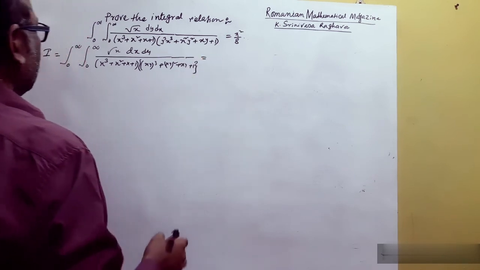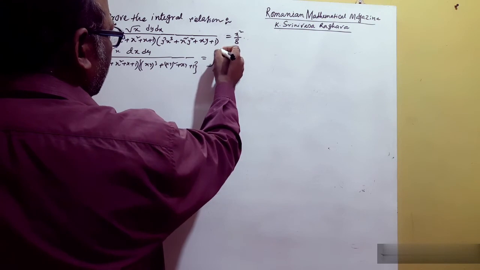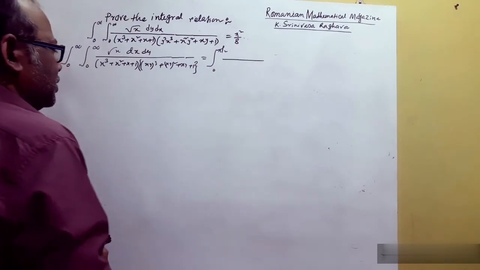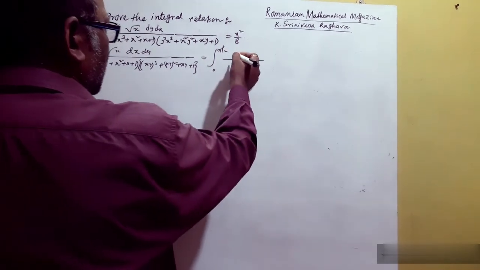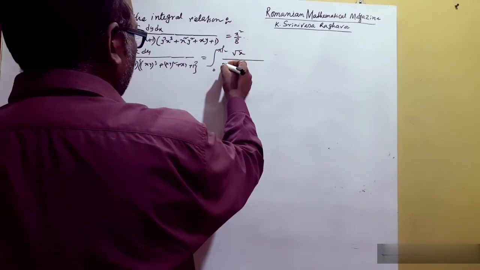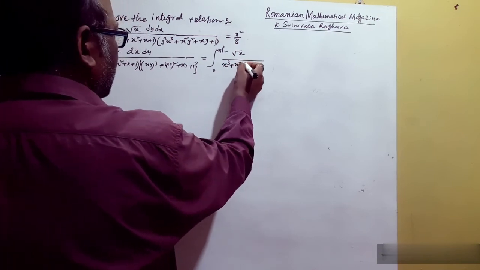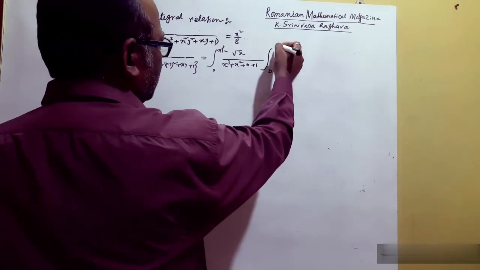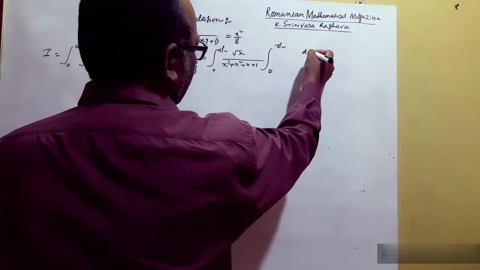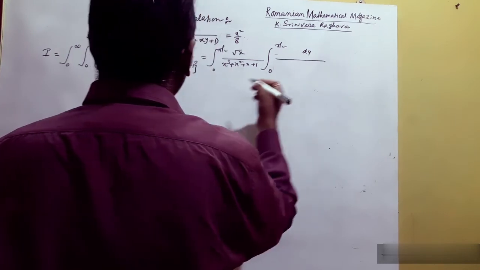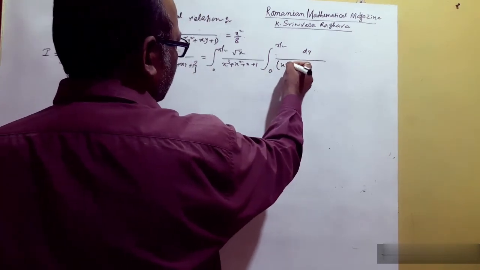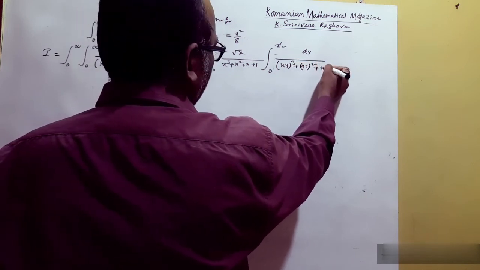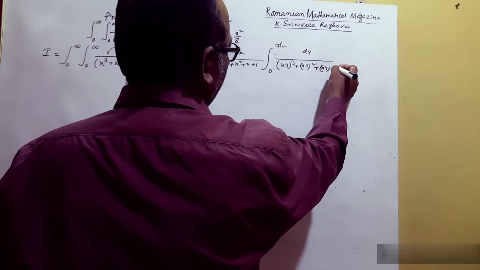Okay, I can write 0 to pi by 2, and this is actually root x by x cube, x square, x plus 1. And here is 0 to pi by 2, and this is your dy, divided by xy whole cube, xy whole square, xy plus 1.